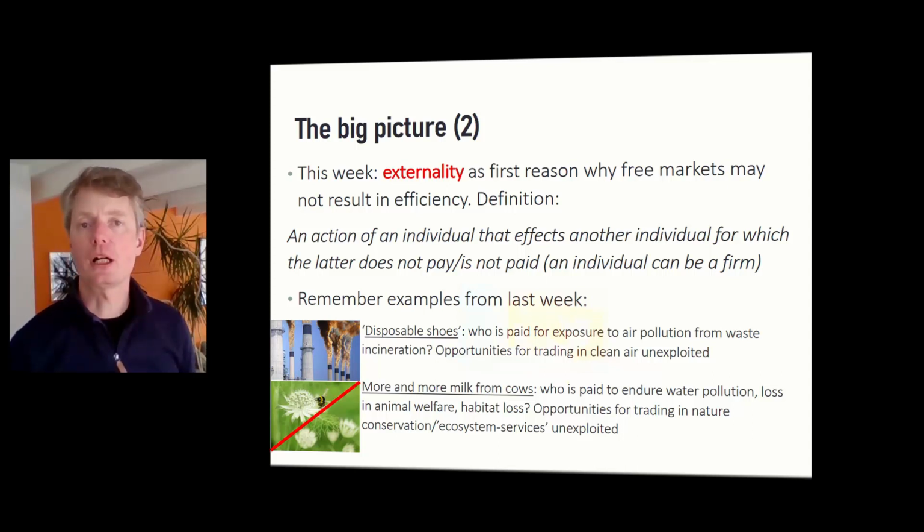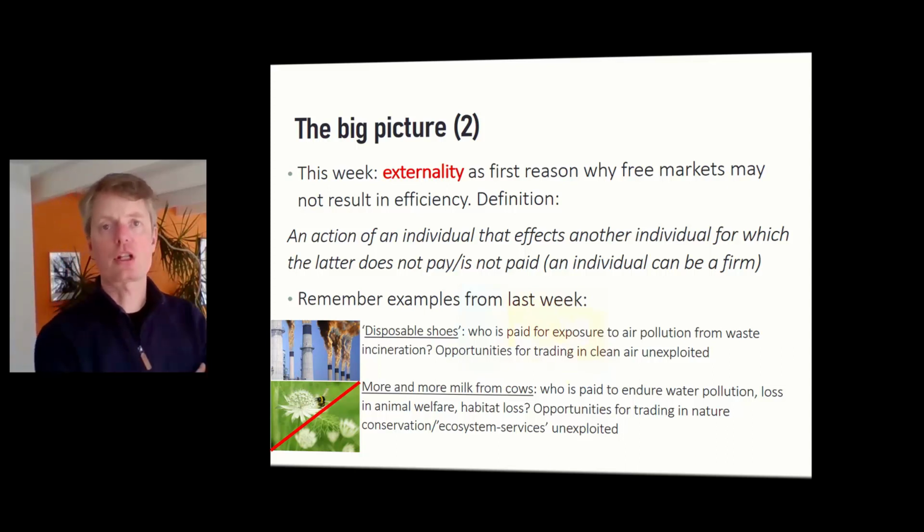Ideally we would have a market for clean air, and people would be happy to pay for getting clean air. So there's going to be an exchange between those causing air pollution and those dealing with the consequences, right?